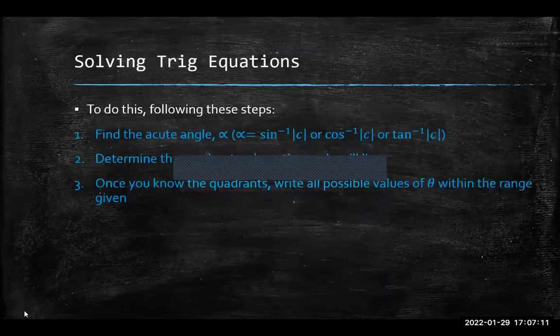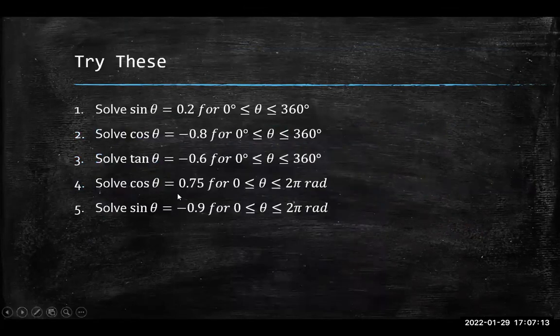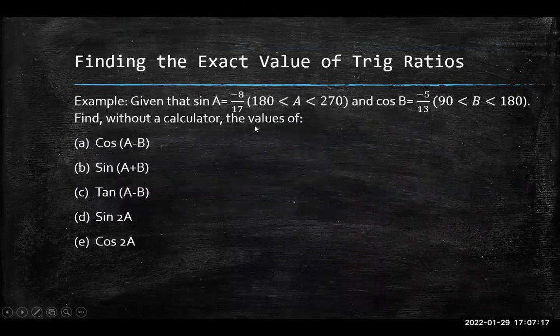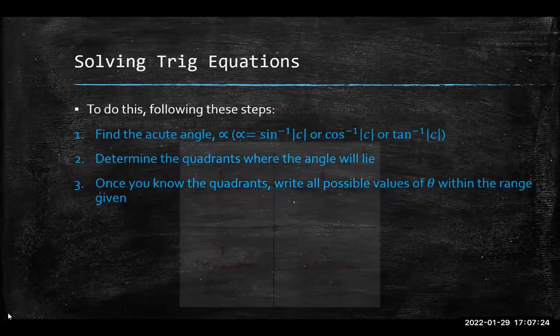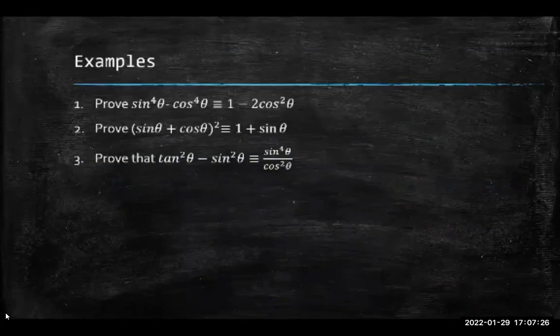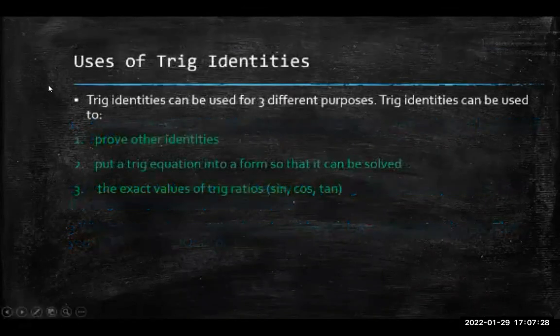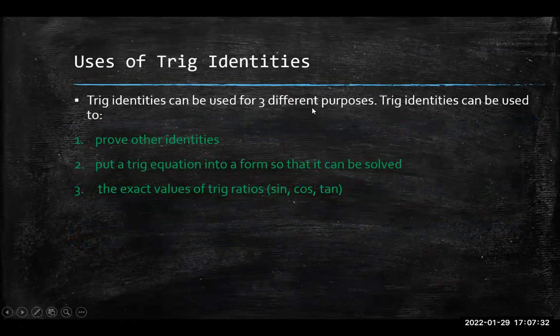Quadrant solving. We did these examples last class. This is the last thing I need to show you. What you just saw is a use of the trig identity. So what trig identity?